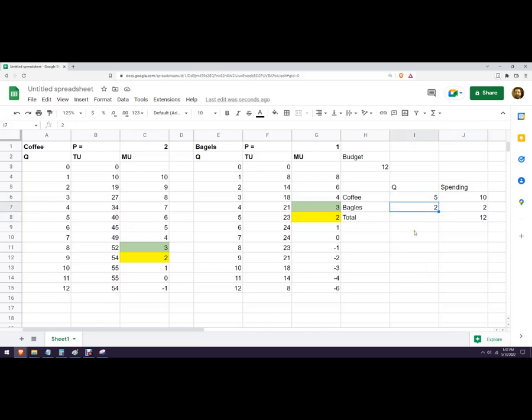2 bagels. Now, what's cool about this is you can change, let's say we got some inflation, the price of bagels went up to 2, and the price of coffee went up to 4. It just changed the spending there. So if that happened, let's see if the right answer now is 3 and 1. No, she can't afford that. So really, she just has to dial it back there.